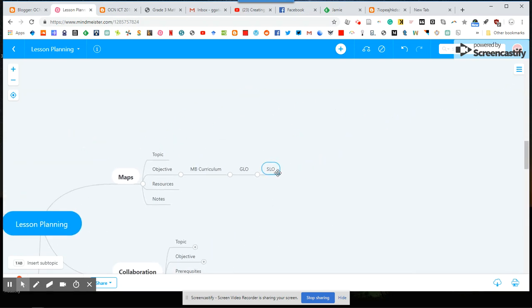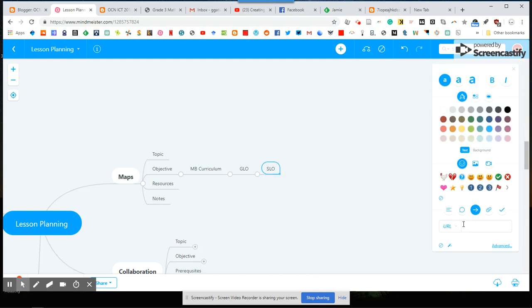And probably what I would do with this is identify these things by the numbers and then also add a note to each one of these nodes. So I'm going to add a note to this node, and the note is going to be what I just copied from the Manitoba curriculum. So that's one place to do it.